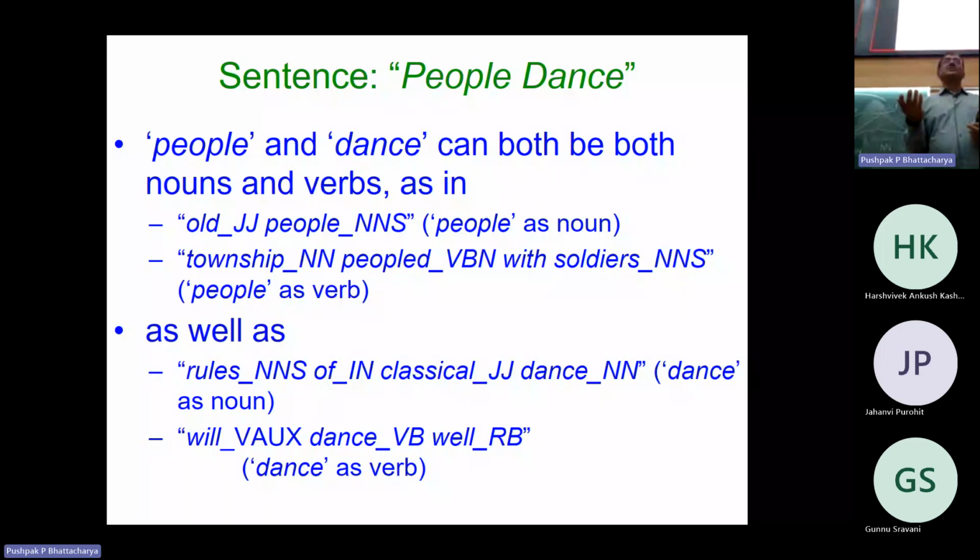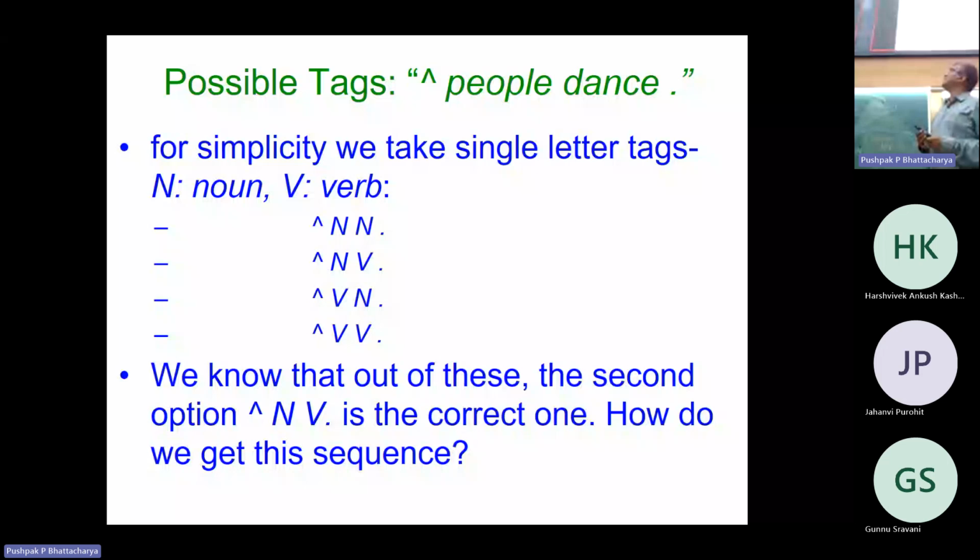Tag sequences, 4: noun-noun, noun-verb, verb-noun, verb-verb. For simplicity, we take single letter tags, N for noun and V for verb. So we can have hat N N dot, hat N V dot, hat V N dot, and hat V V dot. These are the possible tag sequences. We know that out of these, the second option, hat N V dot, is the correct sequence. Now, how to get this sequence is the question.